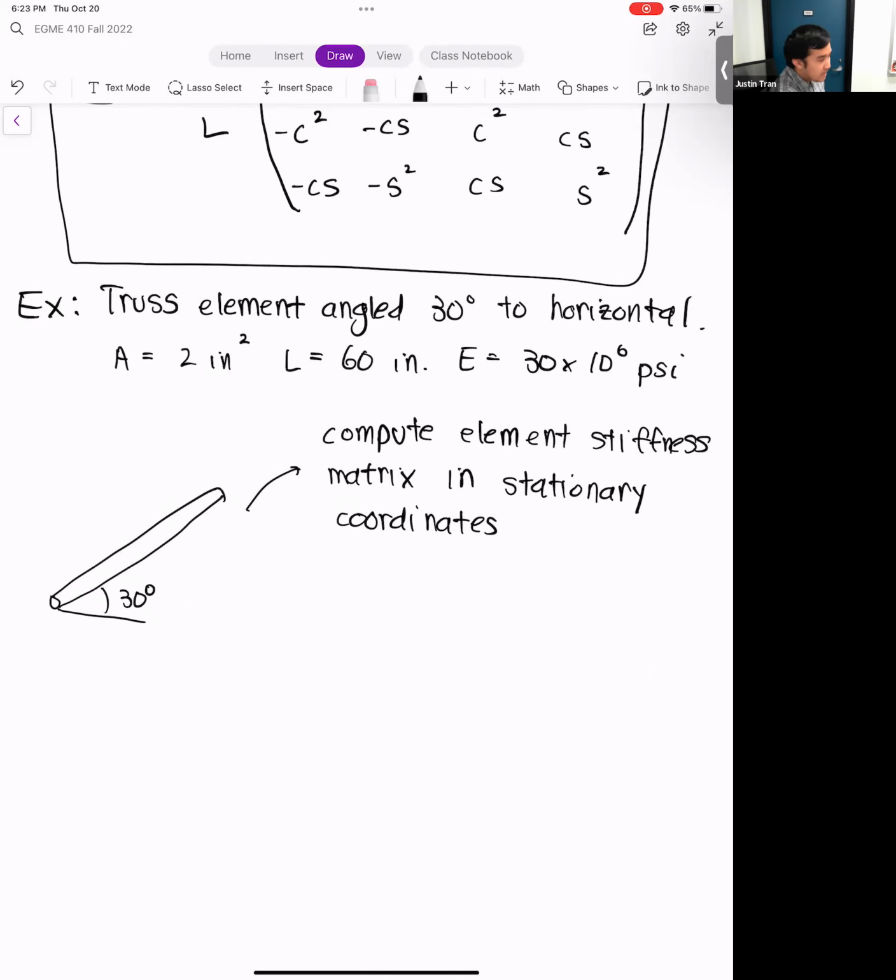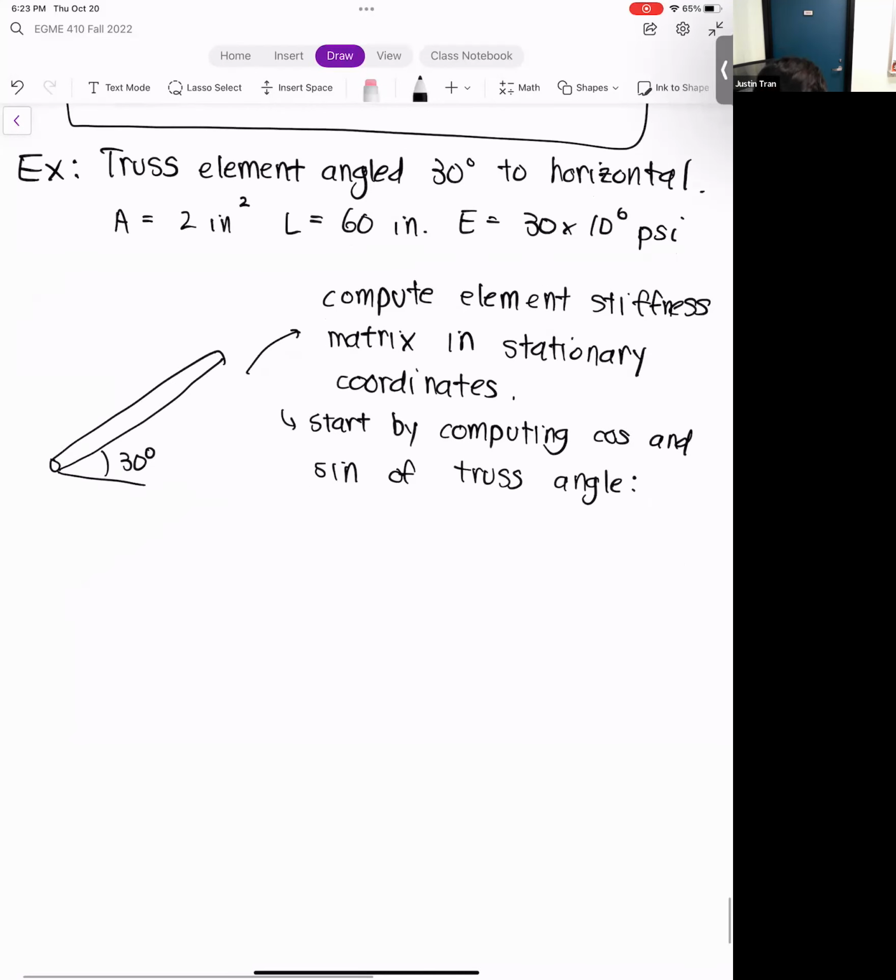The first thing I like to do is, based on the angle that we have here for the element, compute the cosine and the sine of that angle straight up. So for this truss element, we have C, which is cosine of 30 degrees, and cosine of 30 degrees is √3/2. And we have S, which is sine of 30 degrees, and sine of 30 degrees is 1/2.